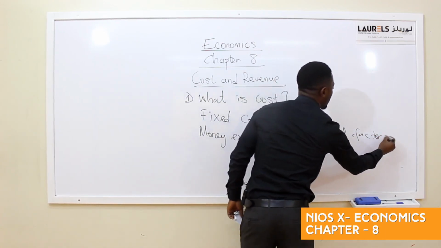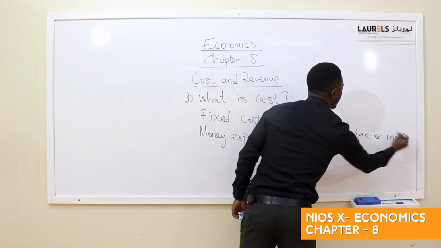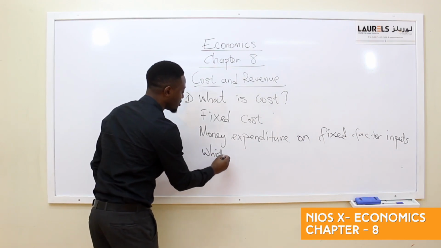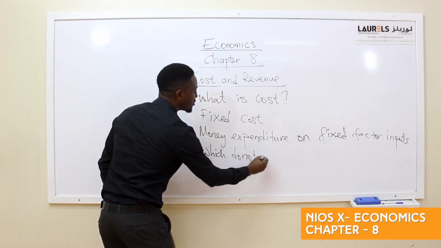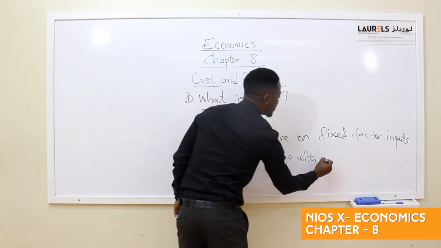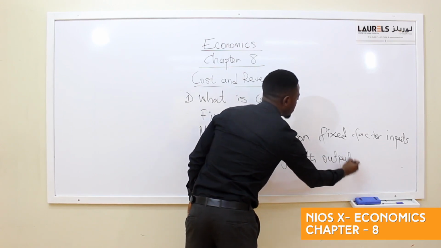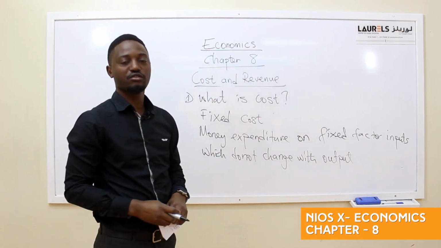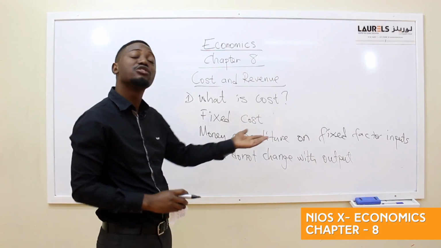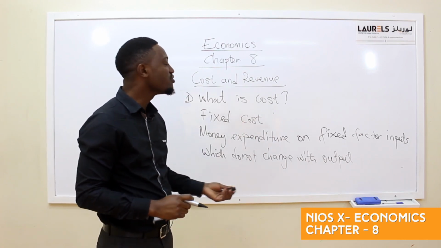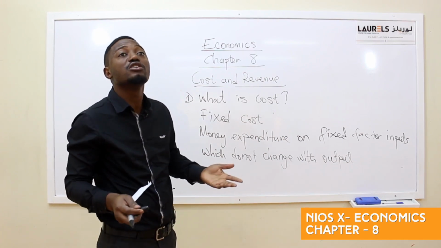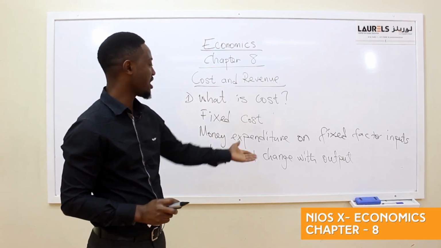factor inputs. It's money expenditure on fixed factor inputs which do not change with output. This is what is known as fixed costs. Money expenditure on fixed factor inputs which do not change with output. And I've given you an example. We have an example like rent. Those are expenditures that do not change with output.